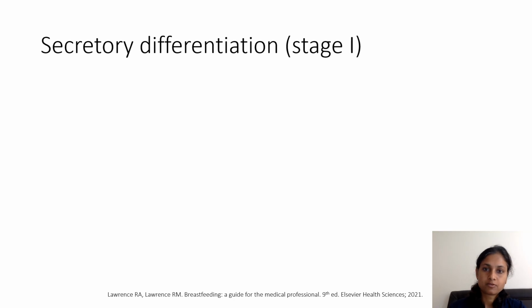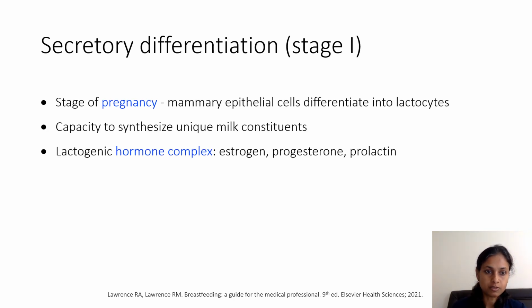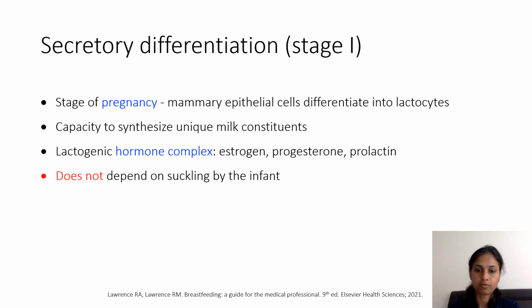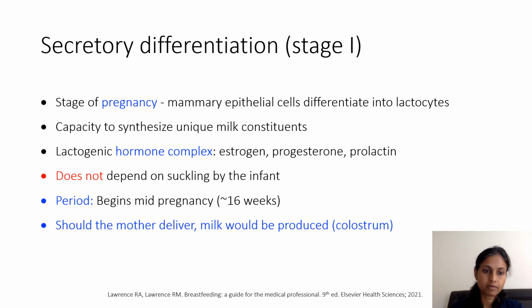So secretory differentiation or stage 1 is a stage of pregnancy wherein the mammary epithelial cells differentiate into lactocytes, that are milk producing cells, and their capacity to synthesize unique milk constituents. This requires a hormone complex, usually estrogen, progesterone, and prolactin, and it does not depend on the suckling by the infant. The period begins around mid-pregnancy, around 16 weeks of pregnancy, and should the mother deliver, milk would be produced. This is colostrum.